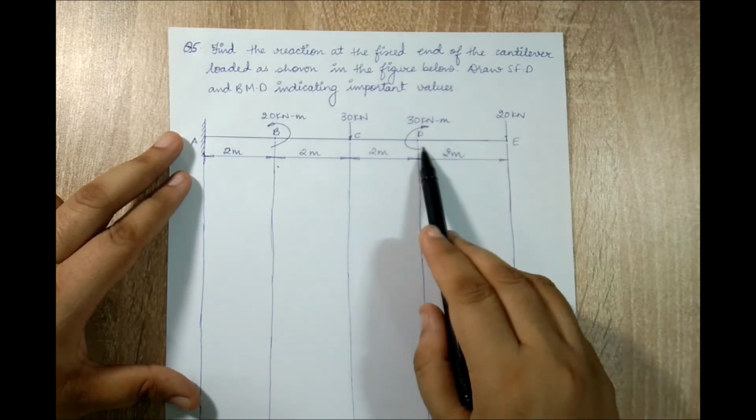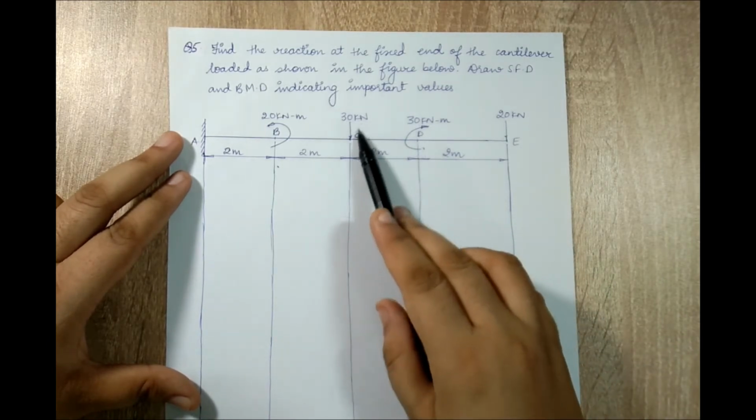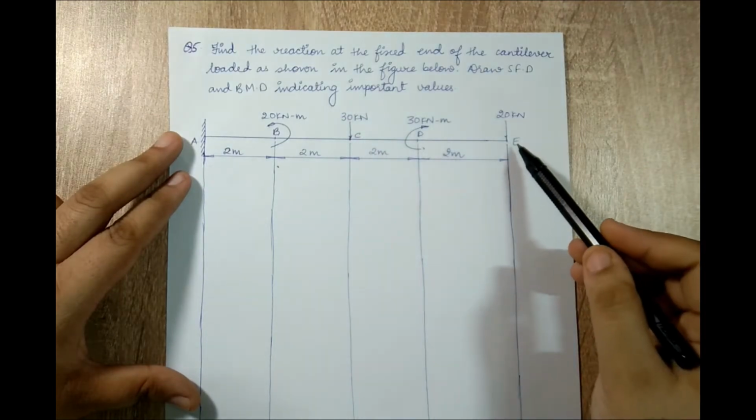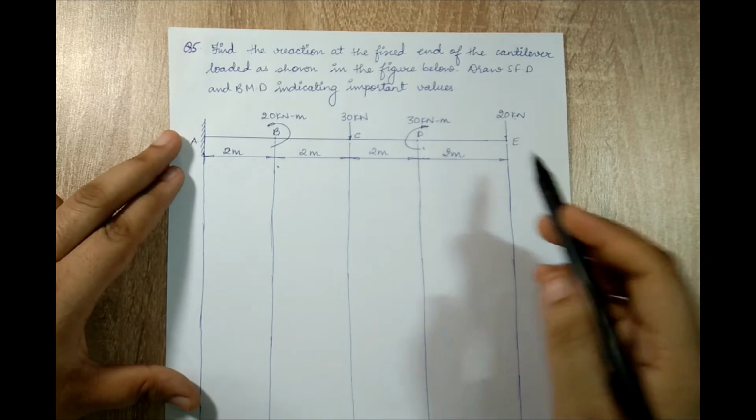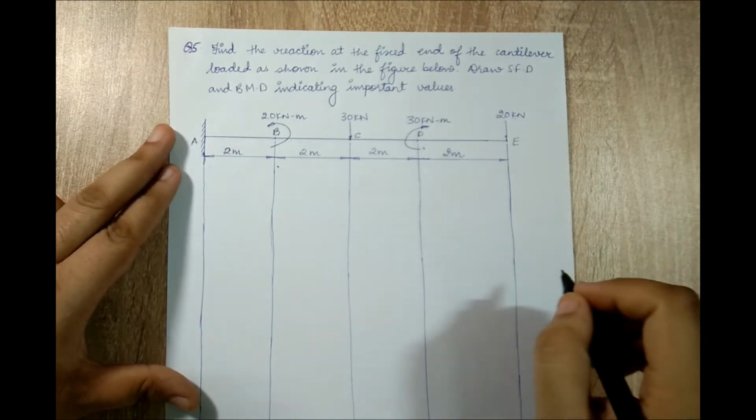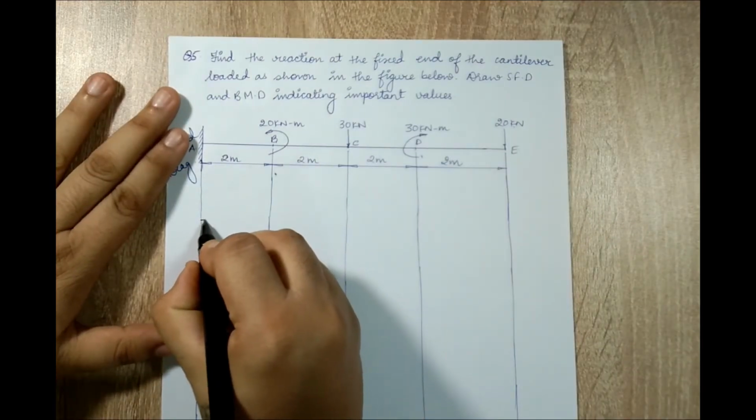At B and D, there are two moments. At C, there is a load in downward direction, and at point E, there is a load of 20 kN acting downwards. First, I'll draw the FBD for the load diagram given.